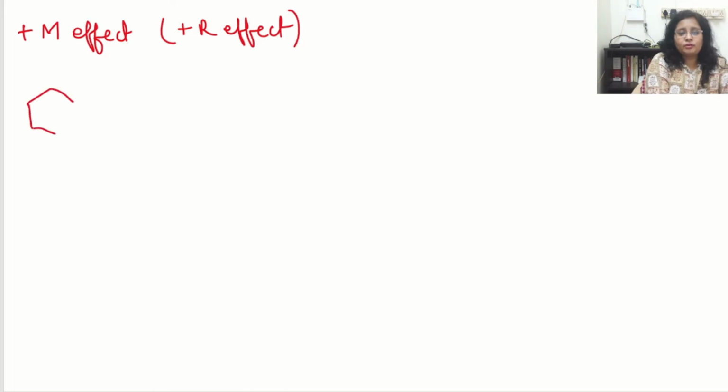First of all, plus M effect, or we can say it is plus R effect. Let's have an example of aniline. Aniline is having a structure of NH2, having a lone pair of electron, and it will be like this, this and this. So this is our aniline.